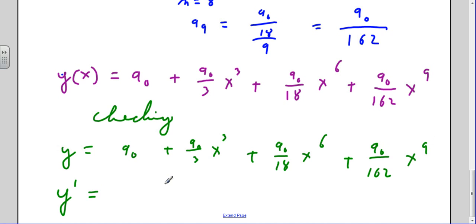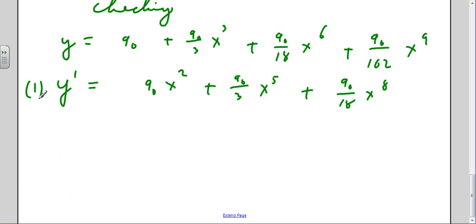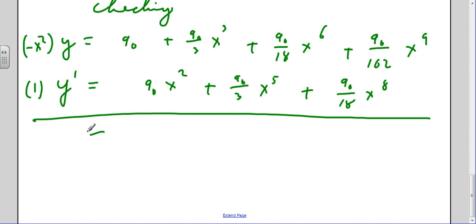Y prime would be A0 x squared plus A0 over 3x to the 5th plus A0 over 18x to the 8th. And that's as many terms as I have. I want one of these guys and minus x squared of those guys, and when I get done I best have 0. So that's my plan.